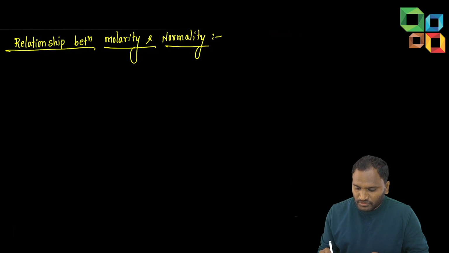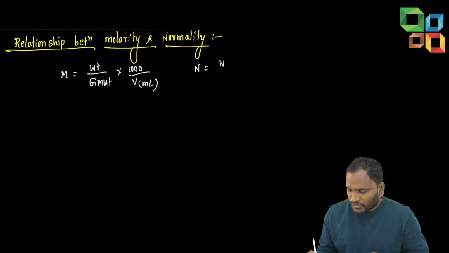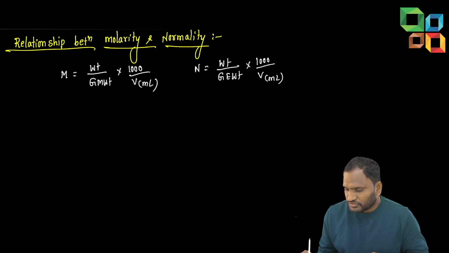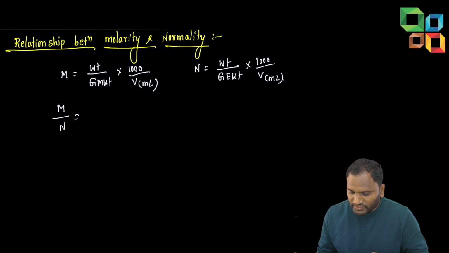First, write the formula, the molarity formula: weight by gram molecular weight into 1000 upon V in ml. The normality formula is weight by gram equivalent weight into 1000 upon V in ml. Just take the ratio, students. Molarity by normality: the 1000 by V will get cancelled. Weight also will get cancelled, isn't it?